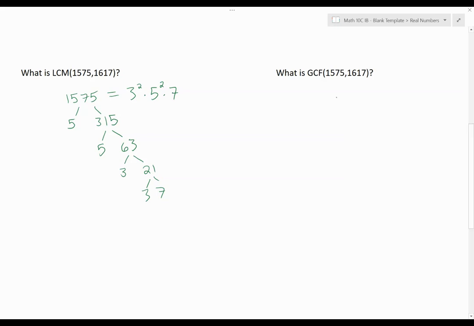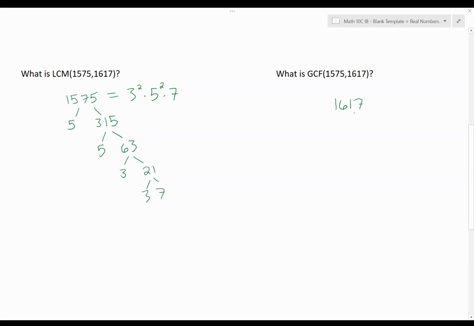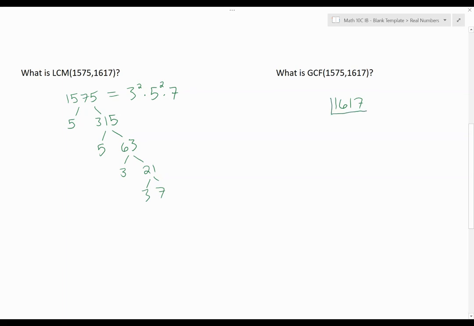For 1617, I'm going to do the latter method. I'm basically still doing the same thing. I'm identifying a prime factor and dividing it out. I just am organizing it in a slightly different way. So 1617 is divisible by 3. One of the things that is kind of a hint here is I'm probably going to have common factors with 1575. If I don't, then the GCF is just 1. But in this case, I probably think, well, maybe I'll be able to divide it by 3, 5, or 7.